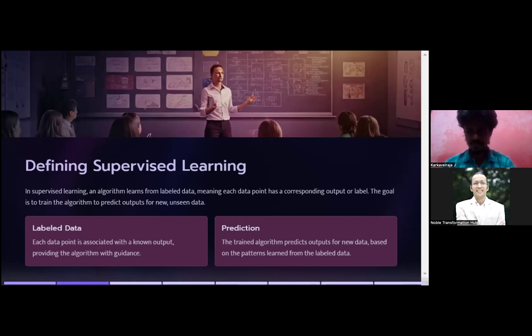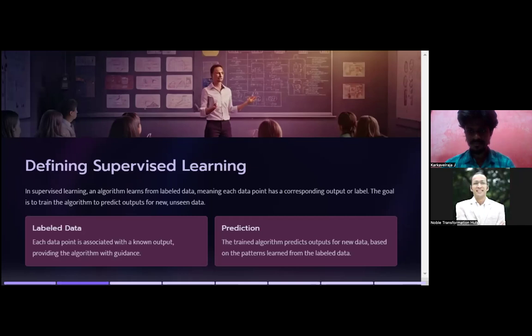The actual thing is that we know the output, but we don't know the unseen data. We don't know the unseen insights and patterns. That is why we need these algorithms, these supervised learning. So prediction means the trained algorithm predicts output for new data.